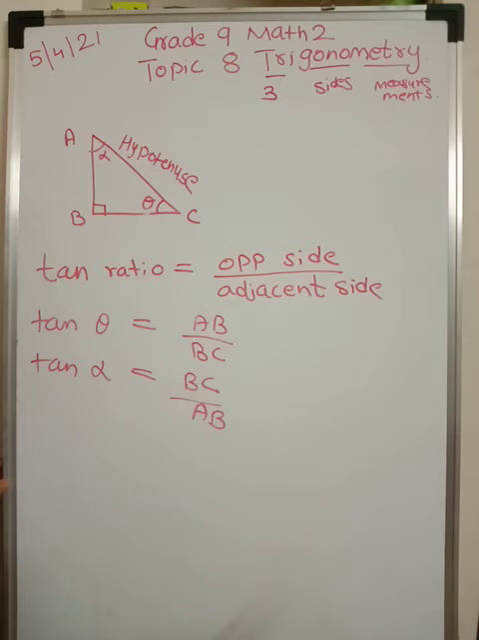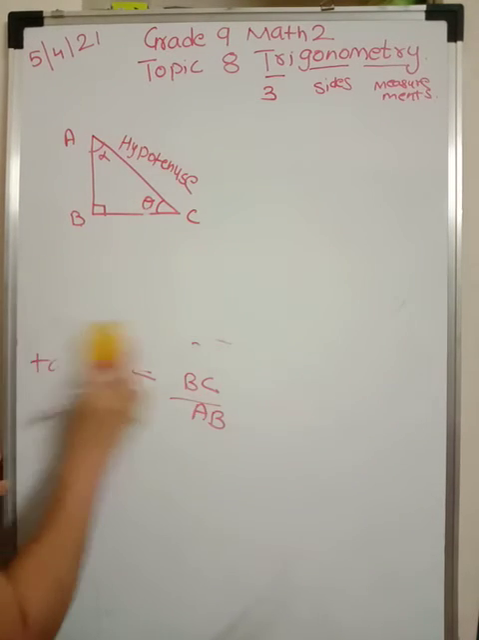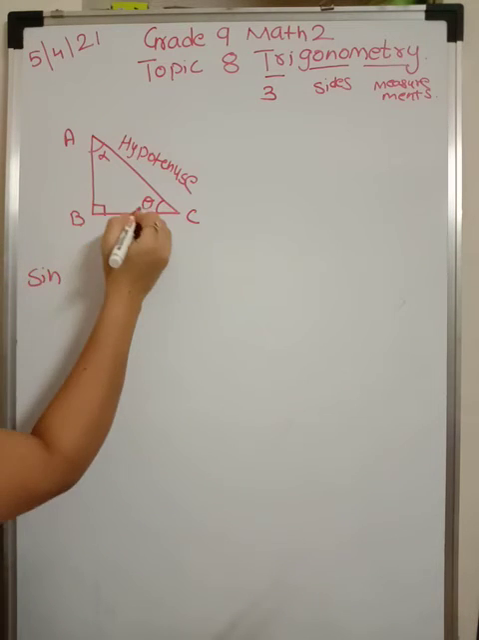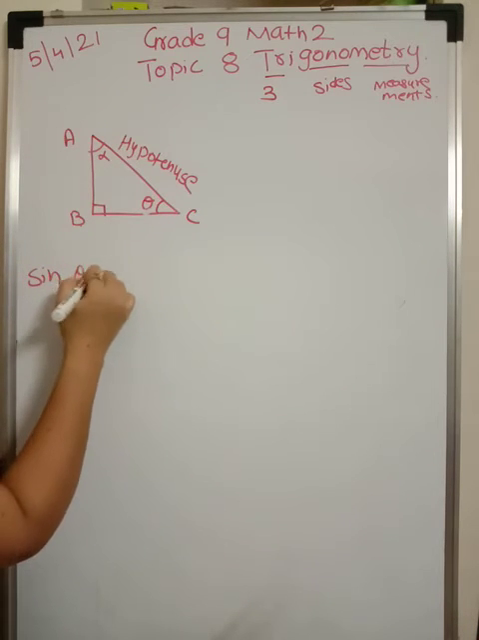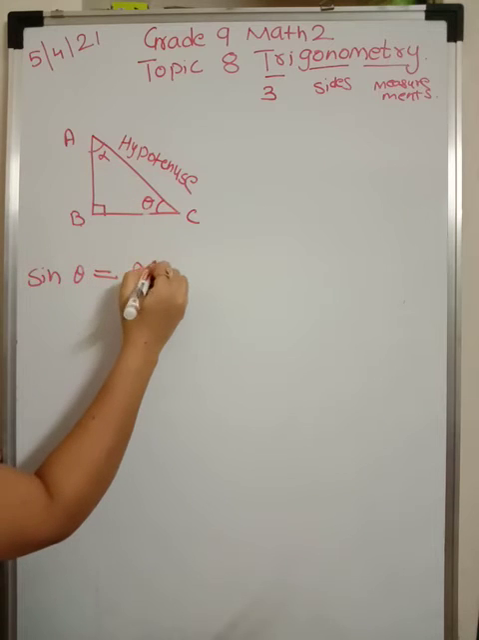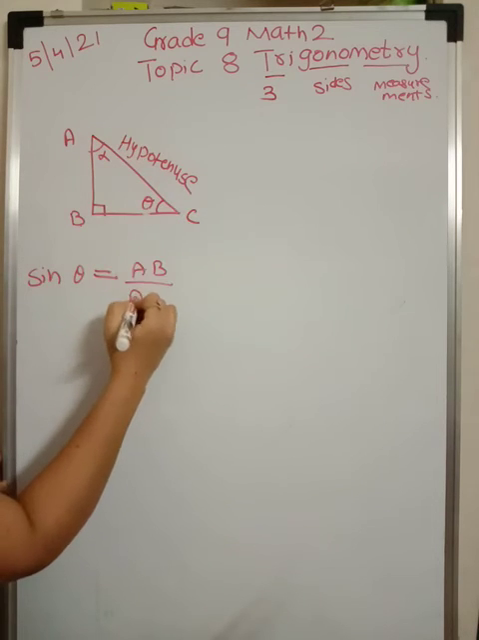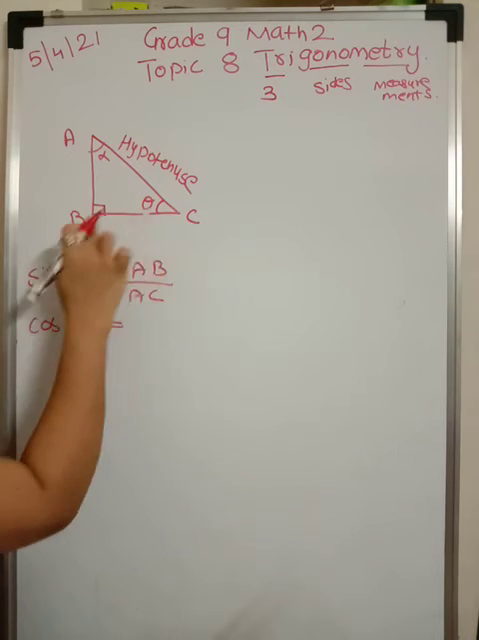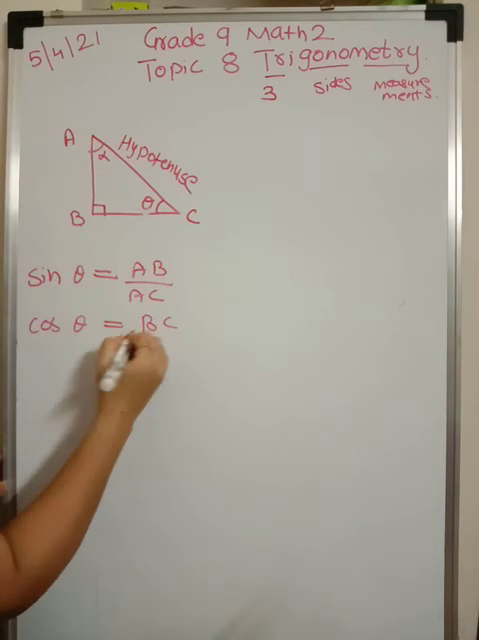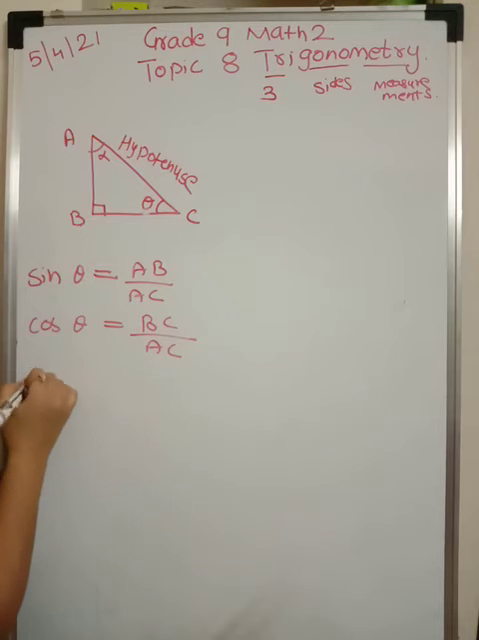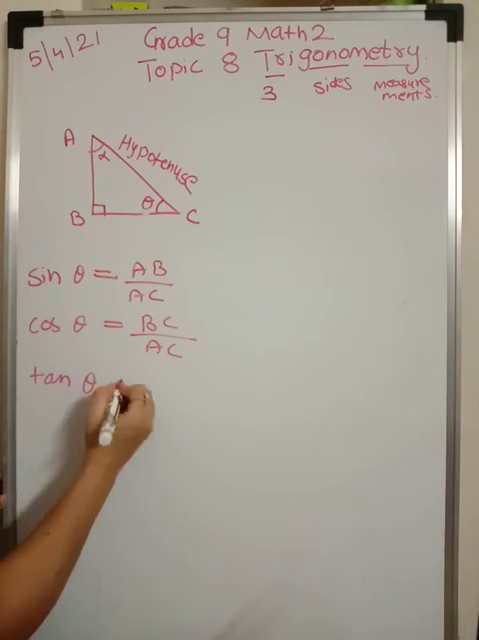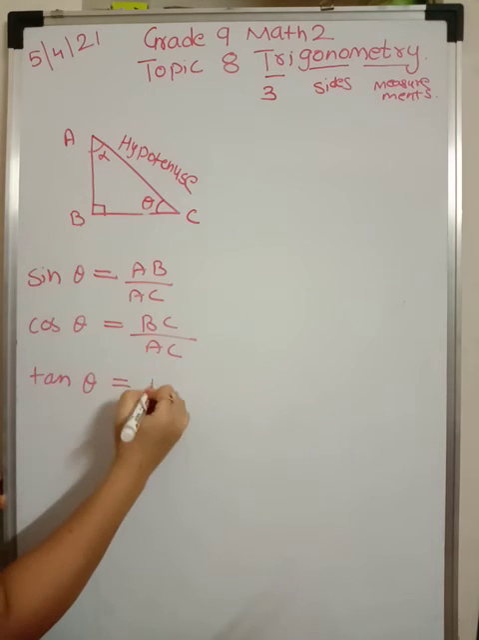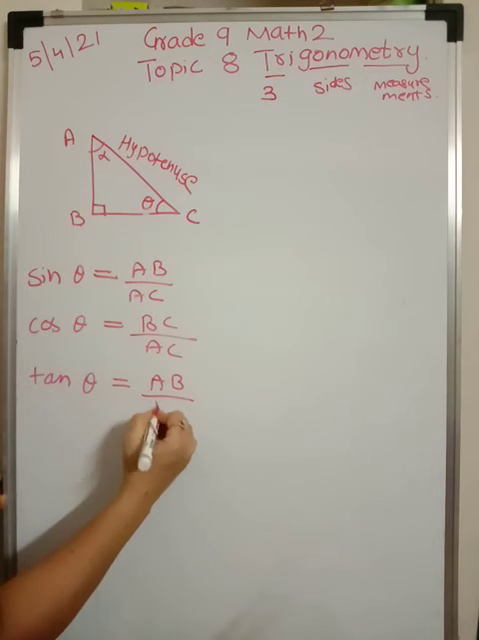Now for your information, I would like to tell you something. See, if I take only theta, sine theta is what? Sine theta is AB upon AC. What is cos theta? Cos of theta is BC upon AC. And just now we have found tan of theta. What is tan of theta? Tan of theta is opposite upon adjacent. That becomes AB upon BC.